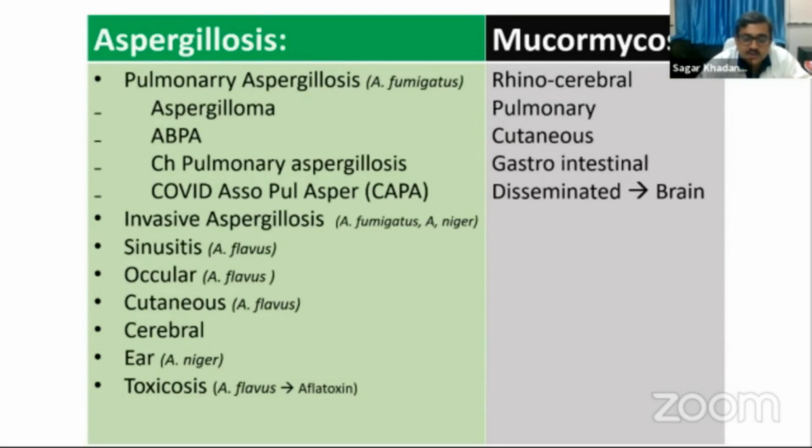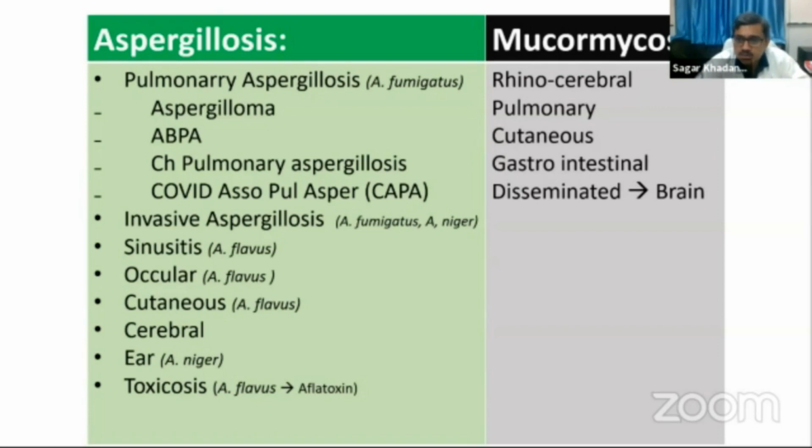Coming to the difference between aspergillosis and mucormycosis, aspergillosis presents mostly with pulmonary involvement. It may present as aspergilloma, ABPA (allergic bronchopulmonary aspergillosis), chronic pulmonary aspergillosis, and CAPA, COVID-associated pulmonary aspergillosis, a term designated recently. It may be invasive aspergillosis, usually caused by Aspergillus fumigatus and niger. Sinusitis, ocular, and cutaneous forms can be caused by Aspergillus flavus. Cerebral and ear involvement may be by Aspergillus niger, and there may be fungal toxicosis, usually caused by aflatoxin from Aspergillus flavus.